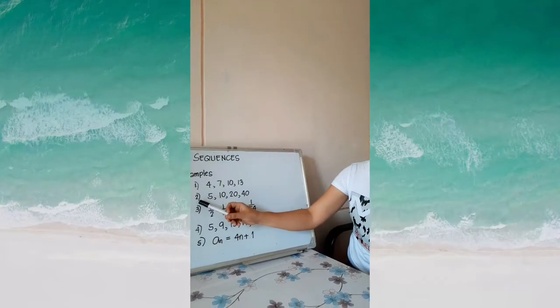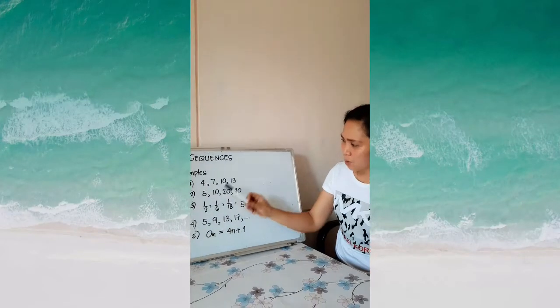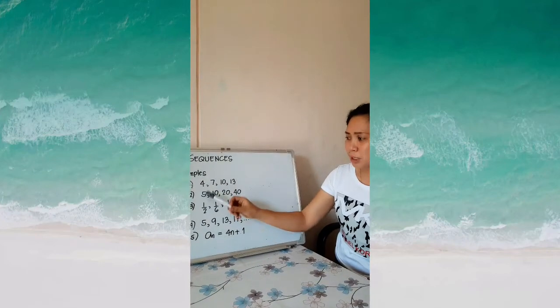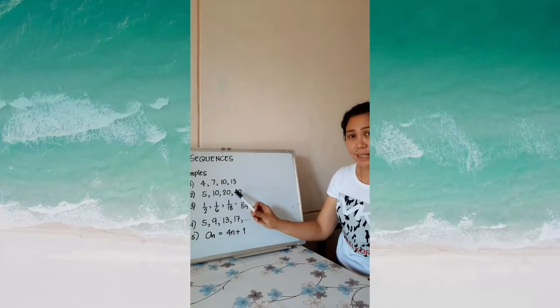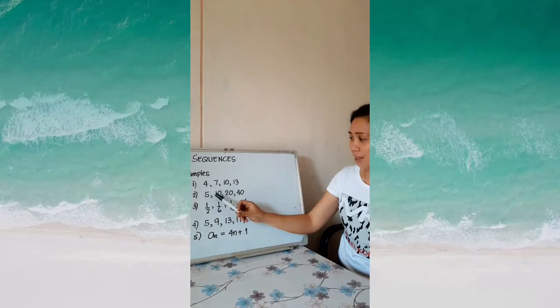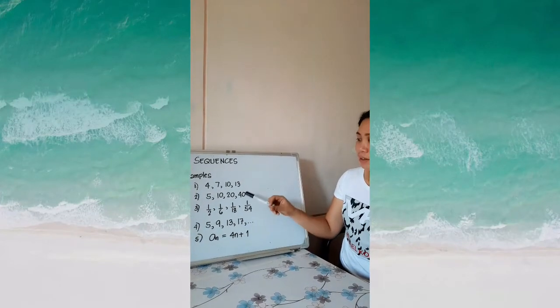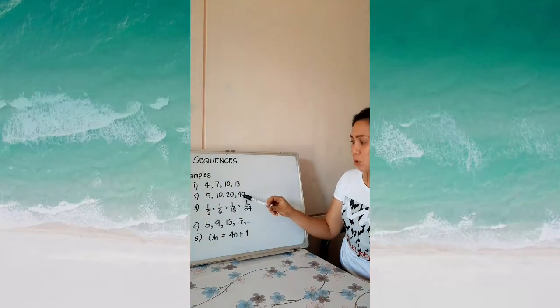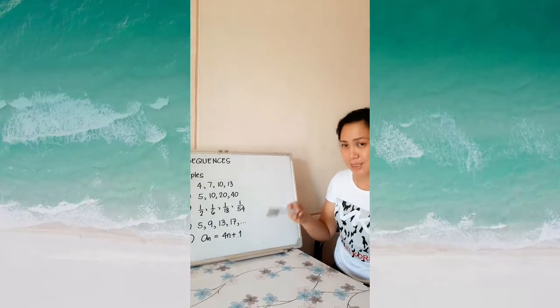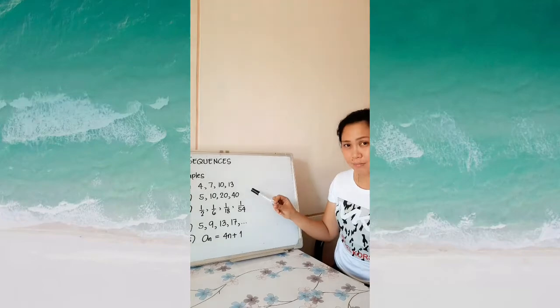And the same with number 2, there's also a pattern because we only multiply by 2 to obtain the next term. We have 5 times 2, we get 10. 10 times 2, we get 20. 20 times 2, we get 40. If I ask what the next term will be, yes, the next term will be 80.